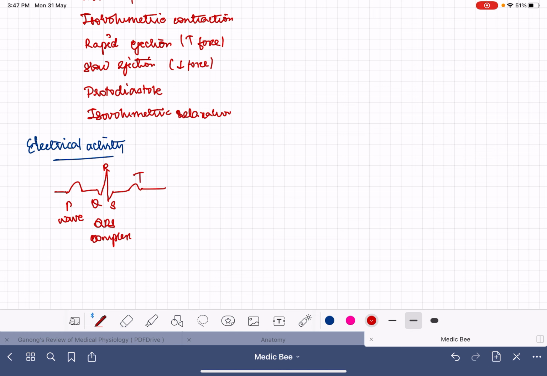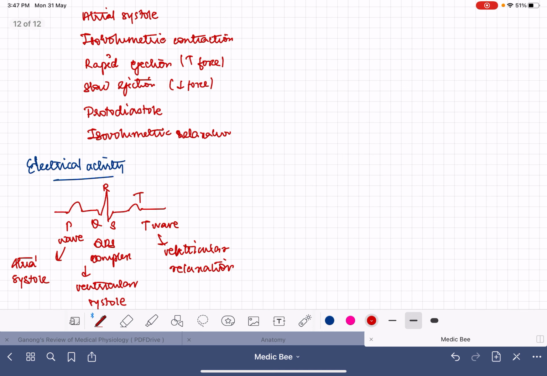T wave is when... this is called the atrial systole, when the atria contract. This is the ventricular systole, when the ventricles contract. And the last stage is called the ventricular relaxation or the repolarization. These are the different stages of the heart.